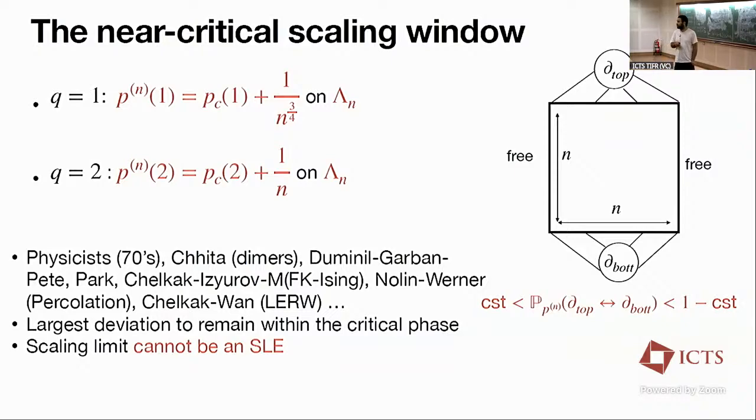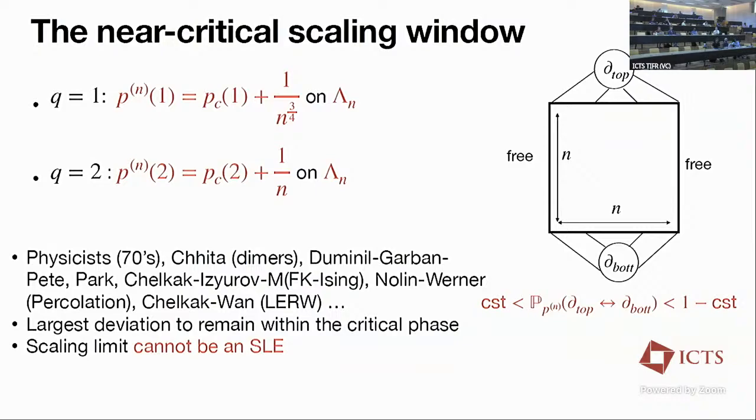Can I just ask, this box crossing property, don't you expect it only for boxes within the correlation length or something like this? Yeah, this is within the correlation length. It's on lambda n. Yeah.